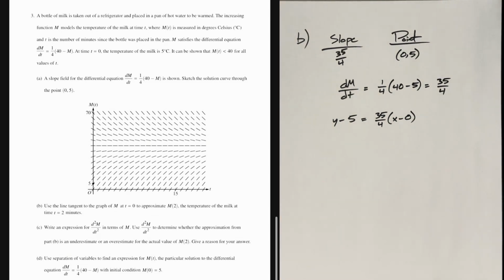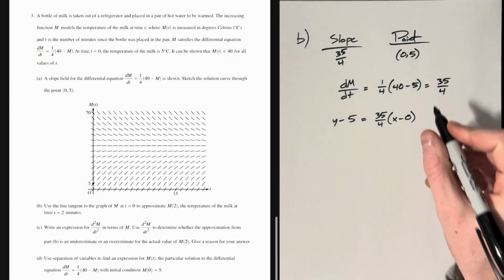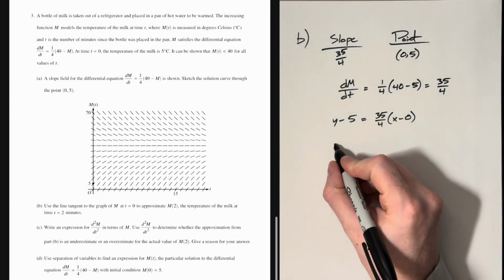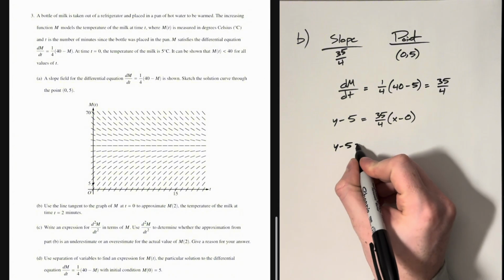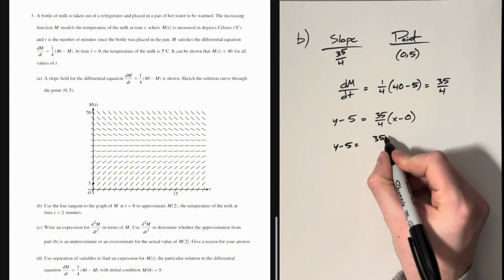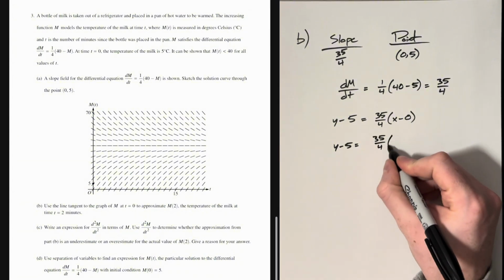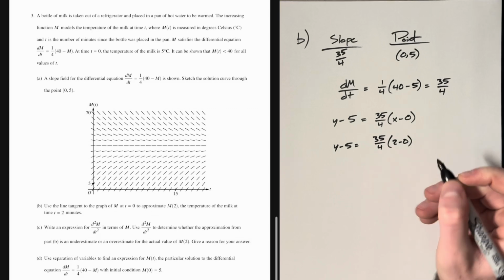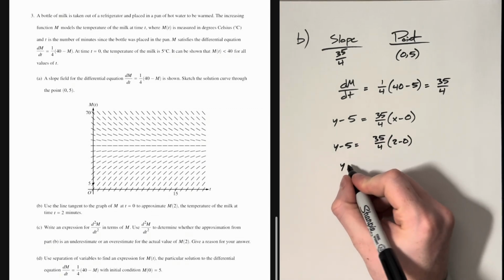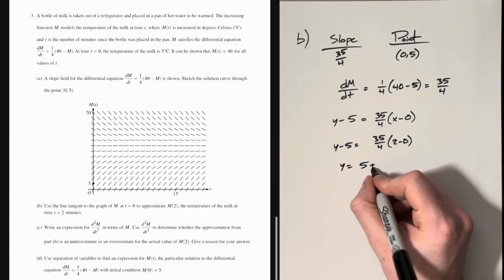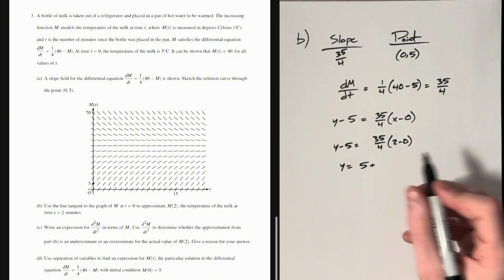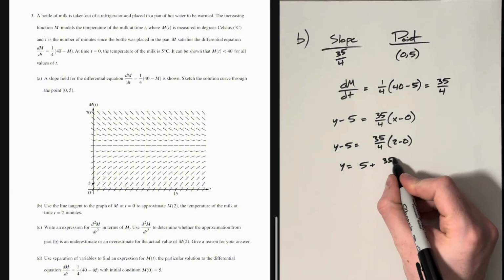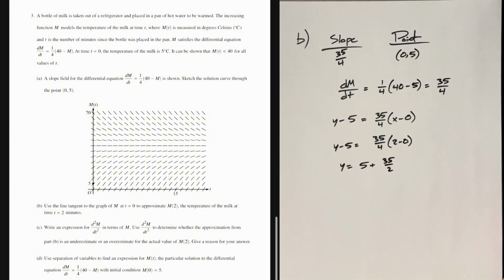So now it's asking us to approximate m of 2, right? Now m of 2 is going to be represented by when I plug in 2 for x. So I'll get y minus 5 is equal to 35/4 times (2 minus 0). So y is equal to 5 plus 2 times 35/4, which is 35/2.